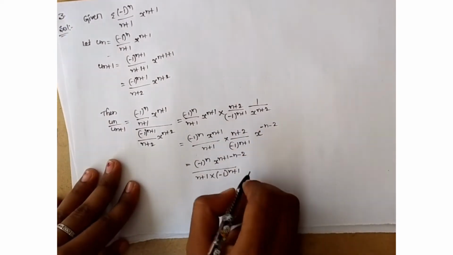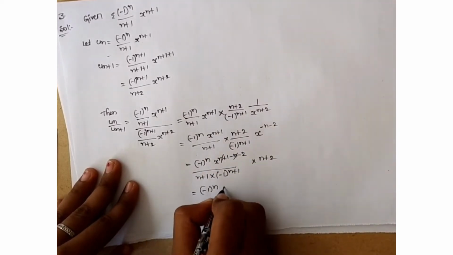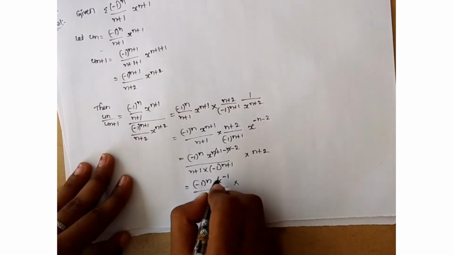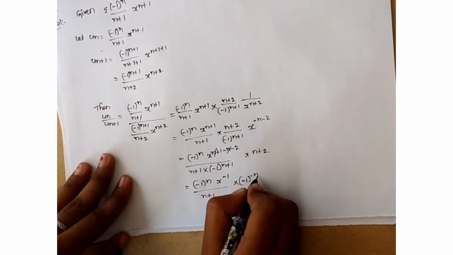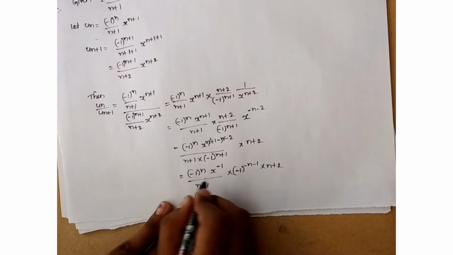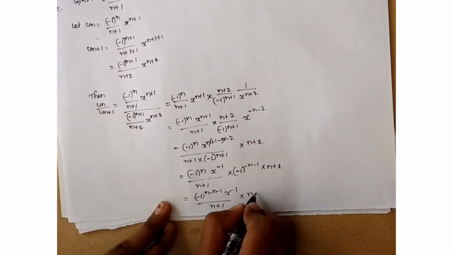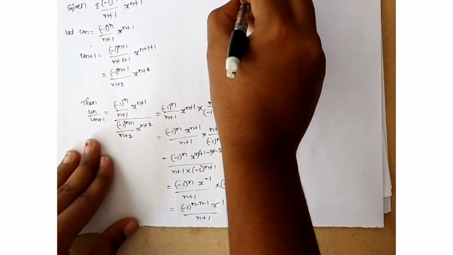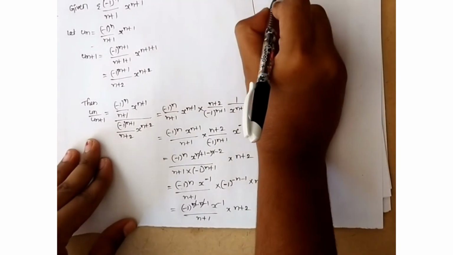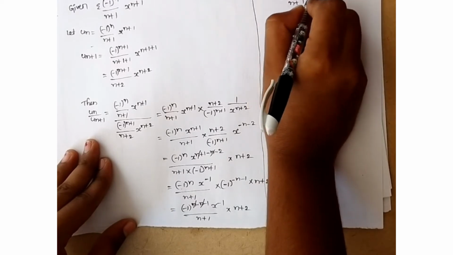Here, into n plus 2, n and n cancel. Then (−1)^n times x^(2−1), which means minus 1 by n plus 1 into n plus 2. We take it as minus n minus 1 into n plus 2. Bases are equal, so powers should be added: n minus n minus 1, x^(−1) by n plus 1 into n plus 2. Plus and minus n cancel, giving (−1)^(−1) x^(−1) by n plus 1 into n plus 2.